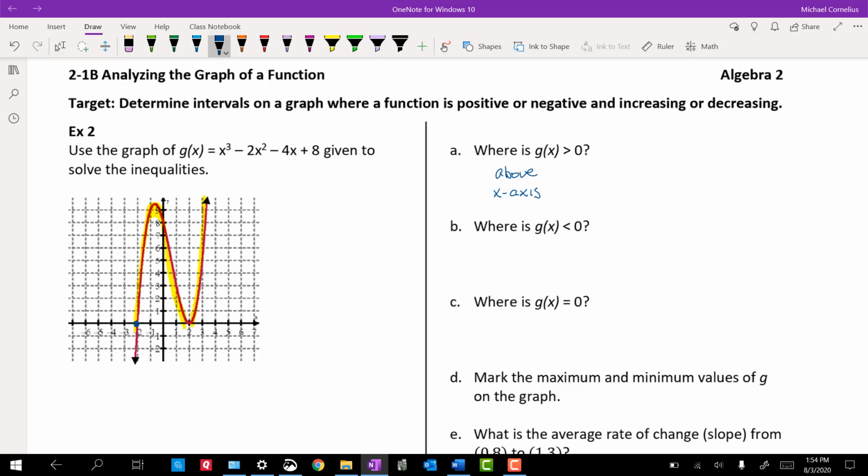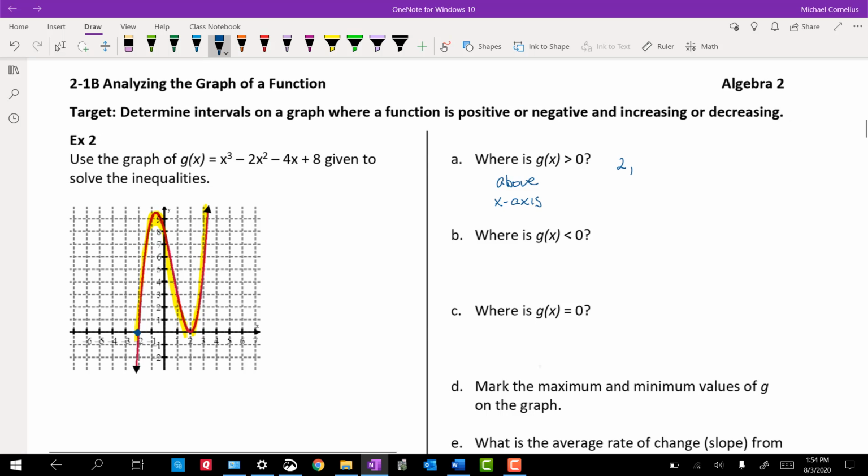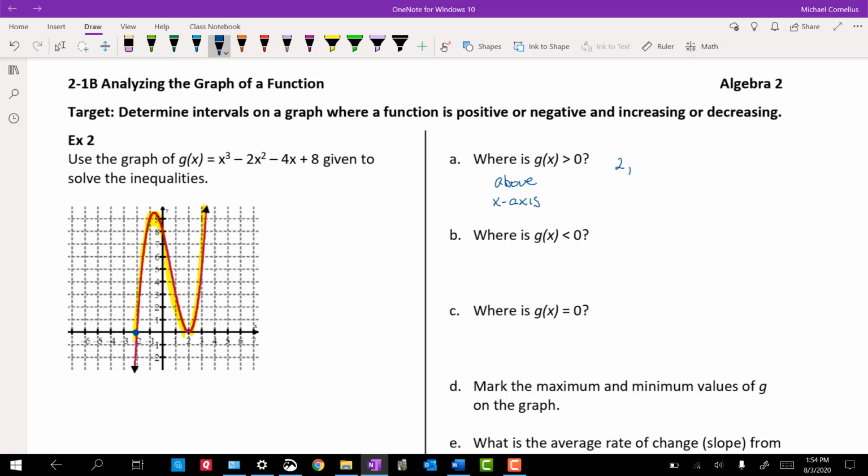So my graph is above the x-axis after negative 2. So I would say negative 2, comma. It stays above the x-axis until it gets to positive 2. Oh, excuse me, that was negative 2. Sorry about that. Negative 2. It stays above until it gets to positive 2. Now, because the symbol is greater than, there's no equals there. That means we don't get to touch negative 2. We don't get to touch positive 2.